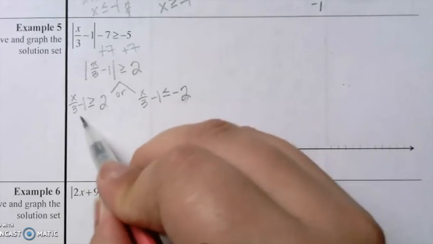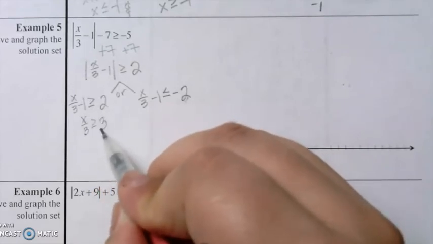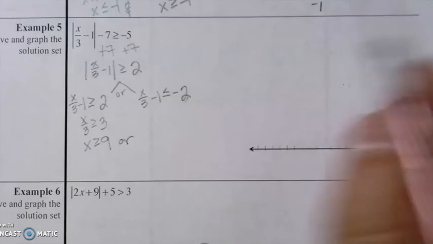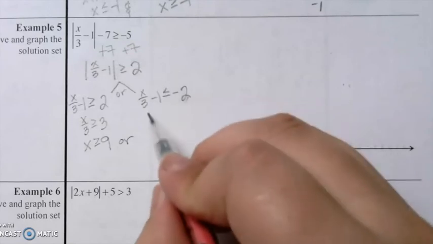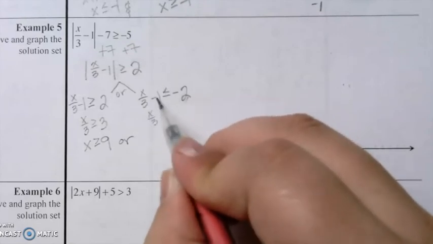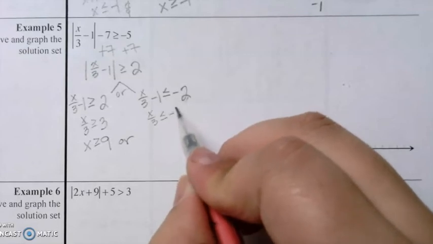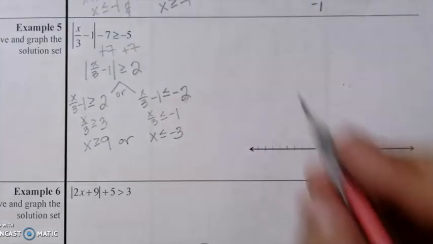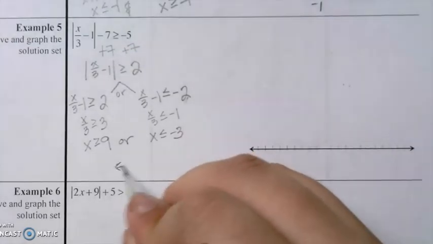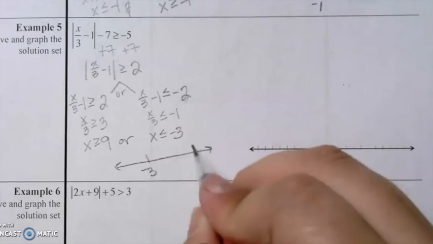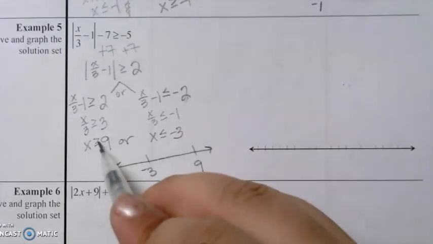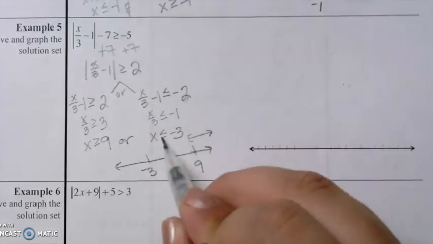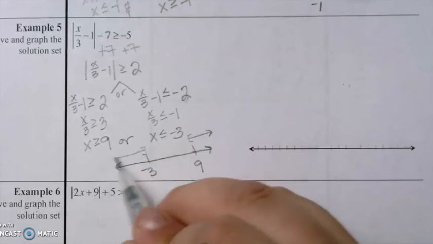So plus 1, x over 3 greater than or equal to 3, times 3, x is greater than or equal to 9, or solving my second inequality, x over 3 is less than or equal to, add 1 to negative 2, I get negative 1, times 3, x is less than or equal to negative 3. What does this look like? If I have a number line here, here's my negative 3, here's my 9, x is greater than or equal to 9, goes out that way, x is less than or equal to negative 3, goes out this way.